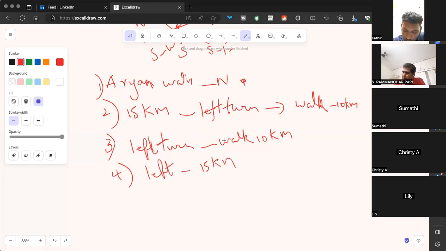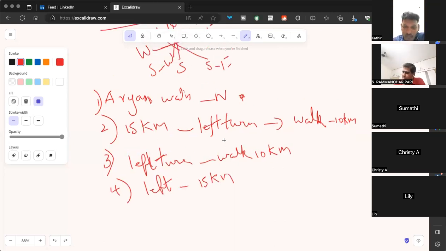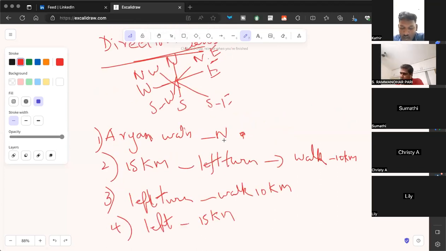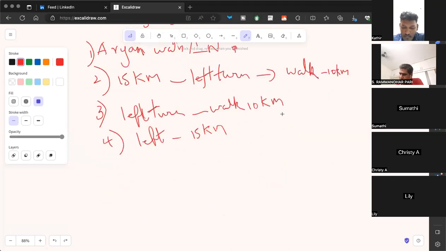Clear? Now see, the clue is given in the first one itself. Where does he start? North, sir. He's walking towards north. Whenever you have such questions, try to put a diagram. Just draw it. He starts here. How many is he moving? From left means it's this way. So figure it out.